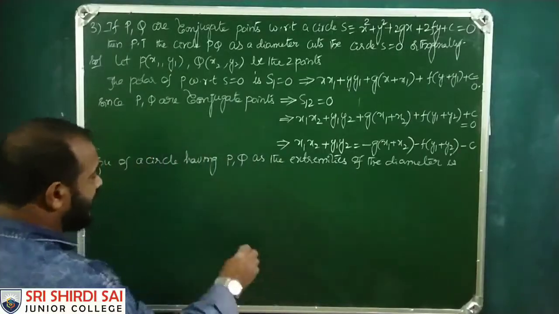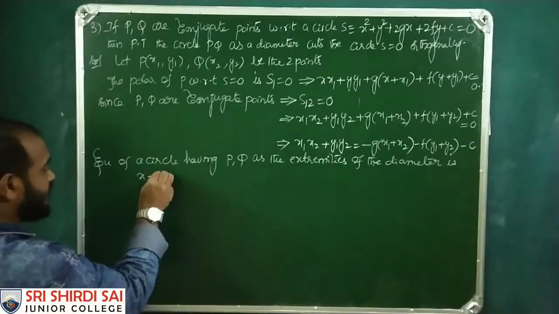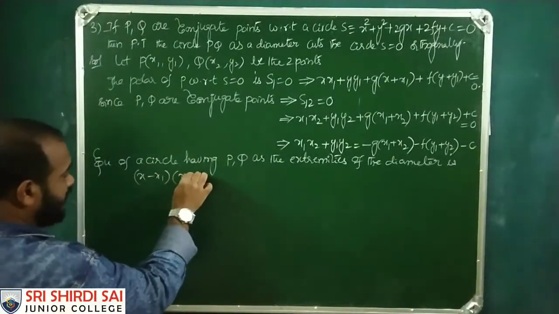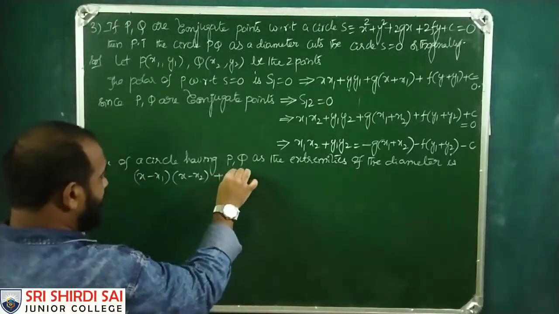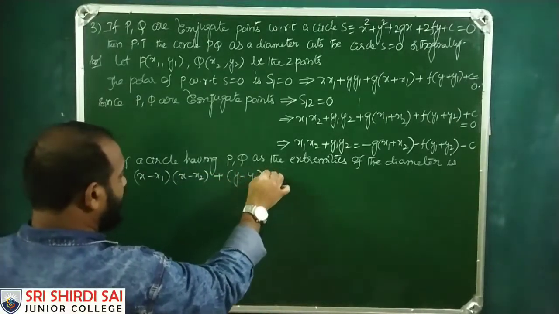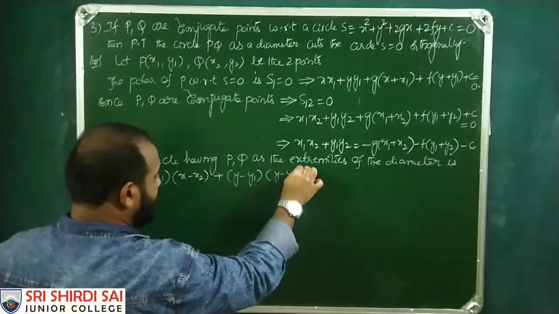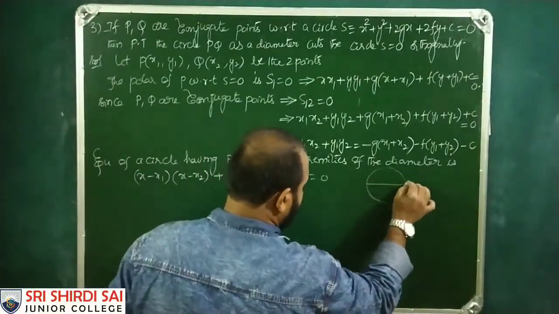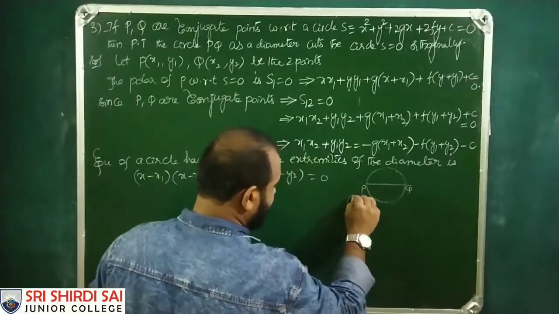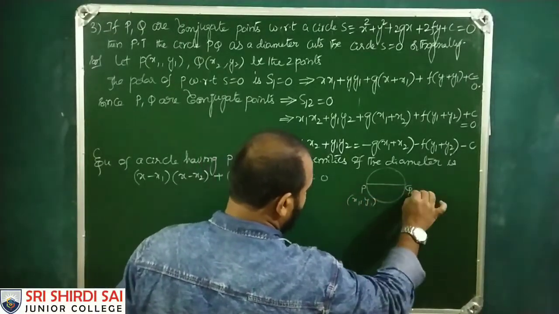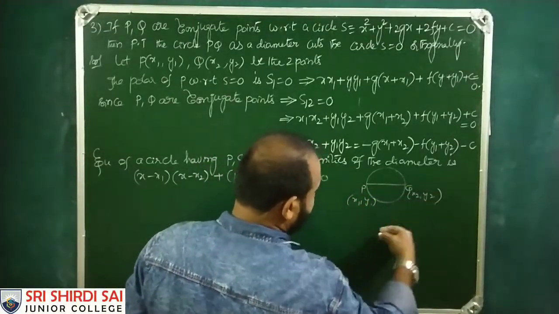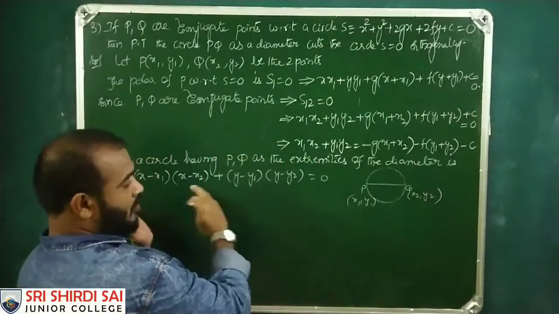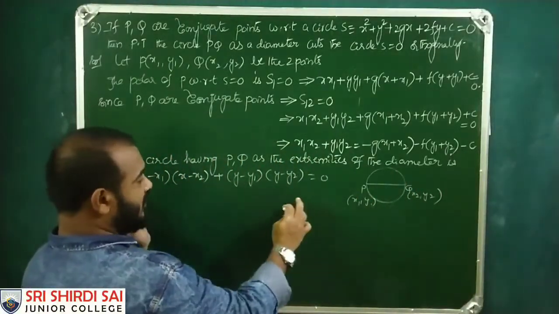So that is (x minus x1) into (x minus x2) plus (y minus y1) into (y minus y2) equals to 0. That means the circle is there and P, Q are the ends of the diameter, with (x1, y1) and (x2, y2) as the ends or extremities of this diameter. The formula is, the equation of that circle is this.